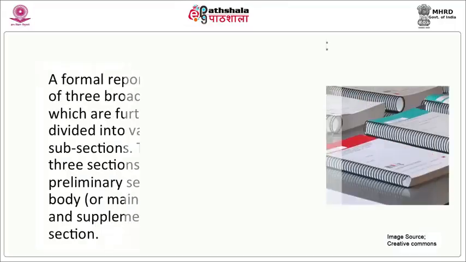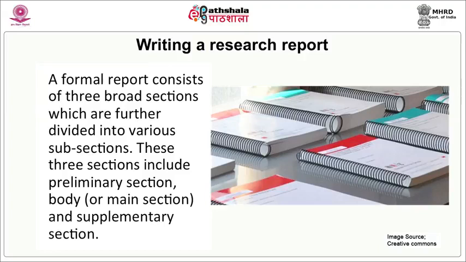Formal reports. Unlike informal reports, formal reports are usually long, flexible documents, sometimes produced in the form of a series of volumes. These are written in response to the request made by governing bodies of certain institutions, organizations, or by government itself. A formal report consists of 3 broad sections which are further divided into various subsections. These 3 sections include the preliminary section, main section, and supplementary section.